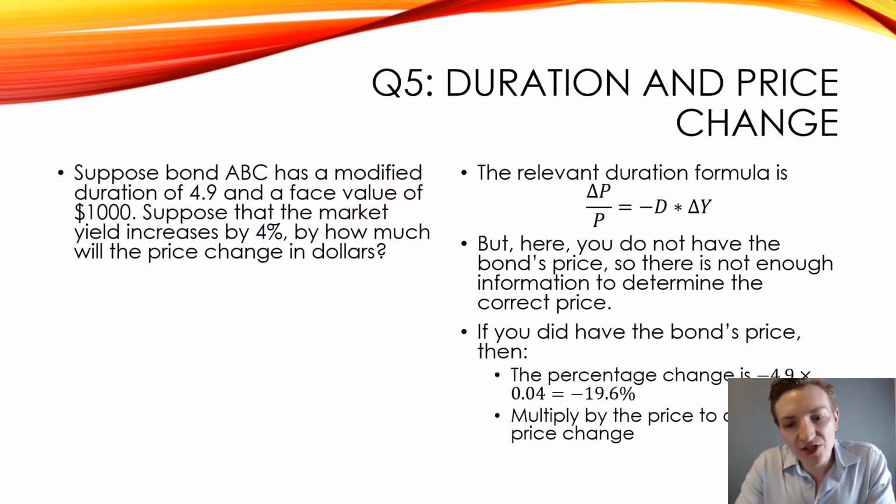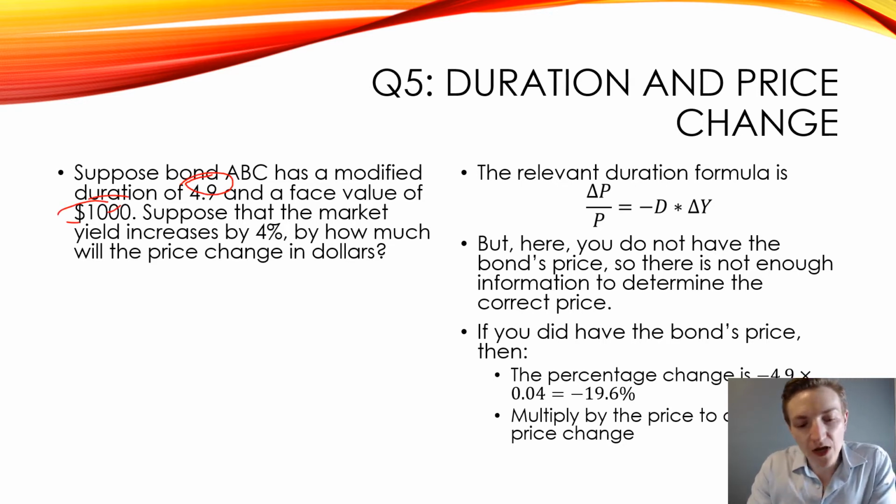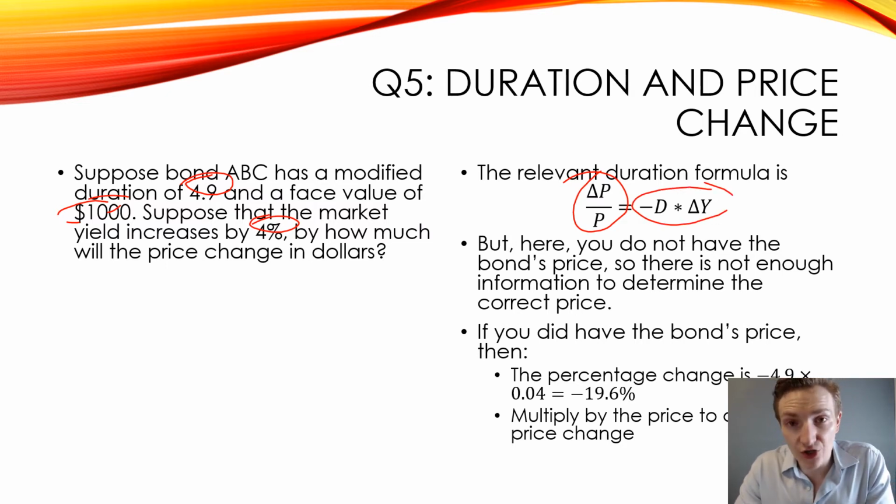So what we're now asked about is duration and price change. Suppose bond ABC has a modified duration of 4.9 and a face value of 1,000. Suppose that the market yield increases by 4%. What will the price change be? Well, when we've got the modified duration, our relevant formula is the percentage change in price is equal to minus D star multiplied by the change in the yield.